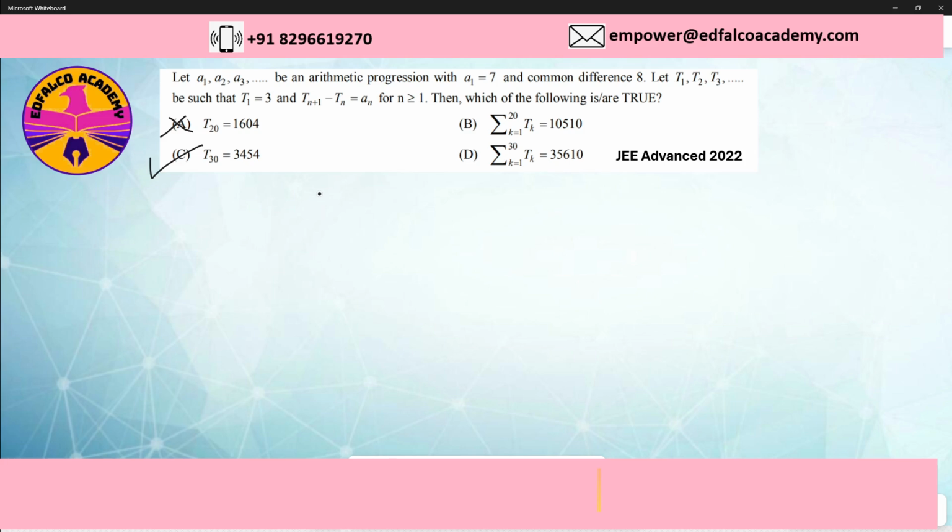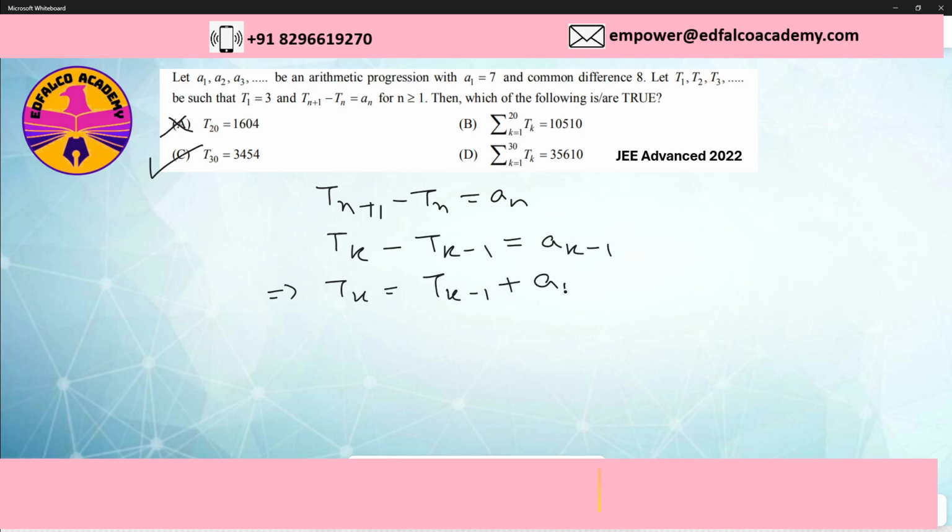So here we need tk. What we are given is tn plus 1 minus tn is equal to an. So that means I can also put it as tk minus the previous term, which is tk minus 1, is equal to ak minus 1. So now tk will become equal to tk minus 1 plus ak minus 1.